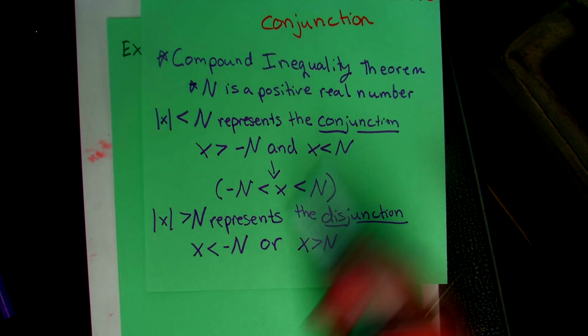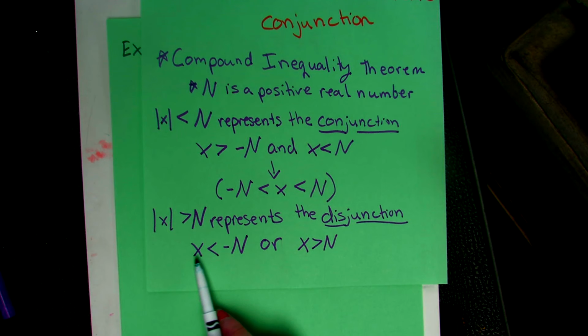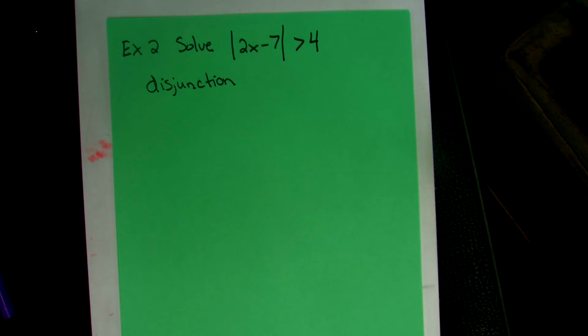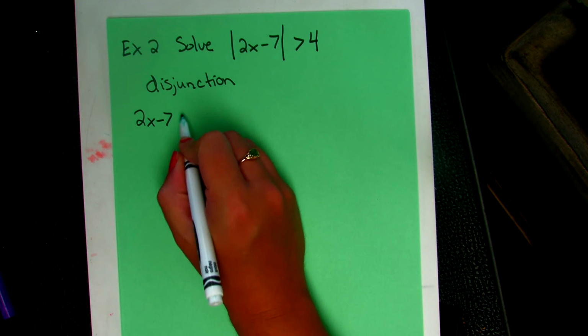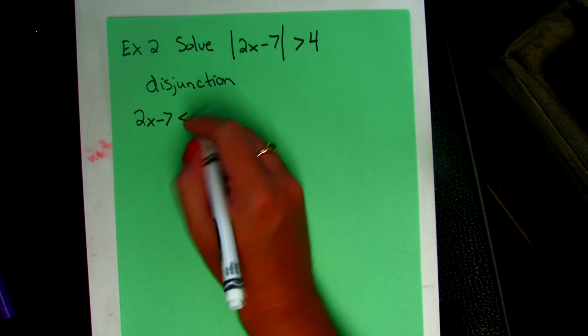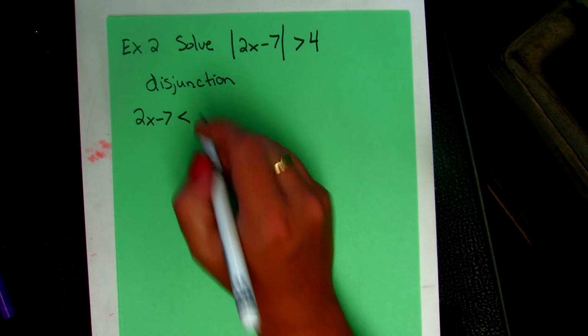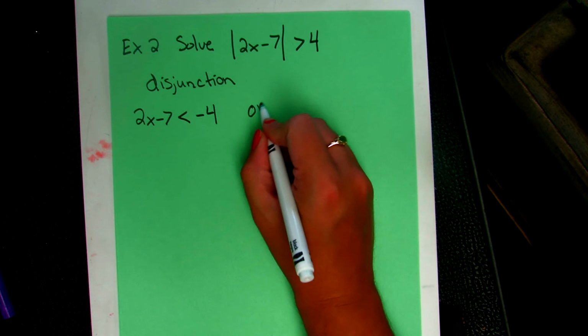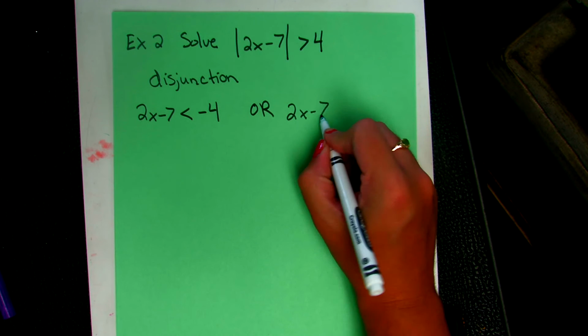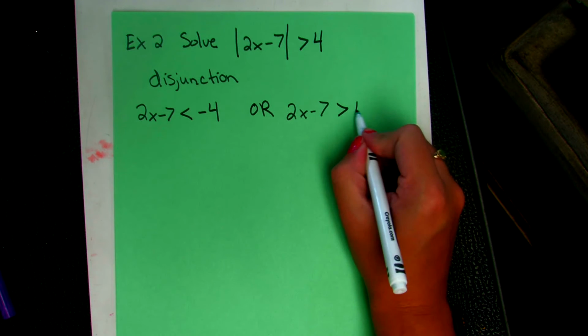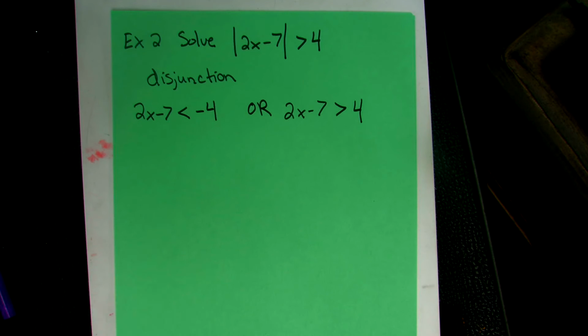So that means either x is less than the opposite of the number, or x is greater than that number. So my 2x minus 7 is less than the opposite of my number. If my number is 4, the opposite would be -4. Or, because I have a disjunction, my 2x minus 7 is greater than my number, which was 4. So now I solve, right? I have two inequalities, I'm going to solve them both.